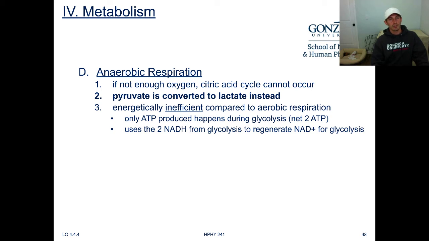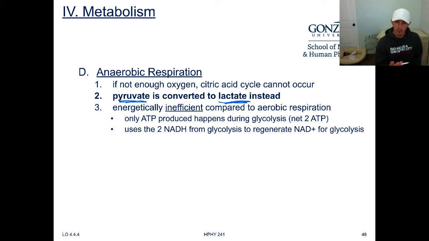Okay, if oxygen levels are low, then the cell is prevented from taking that pyruvate and shuttling it into the citric acid cycle, or the TCA cycle. And instead, what happens is we actually go through anaerobic respiration, or the generation of energy without the use of oxygen. And that pyruvate gets converted, the point of this anaerobic reaction is to convert pyruvate into lactate. And this anaerobic respiration is inefficient compared to aerobic respiration.